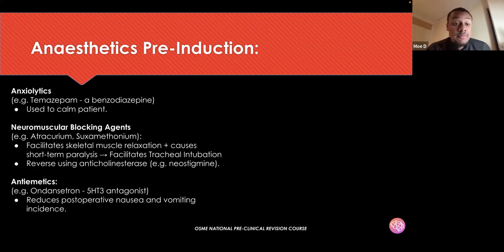In terms of anesthetics pre-induction, so before you put the patient to sleep, you can give them anxiolytics such as temazepam, which is a benzodiazepine, and you administer this to calm the patient down. You can also give neuromuscular blocking agents such as atracurium and succinylcholine, and these are important because they facilitate skeletal muscle relaxation and cause short-term paralysis, which facilitates tracheal intubation. You reverse this paralysis at the end of the operation by using anticholinesterases such as neostigmine.